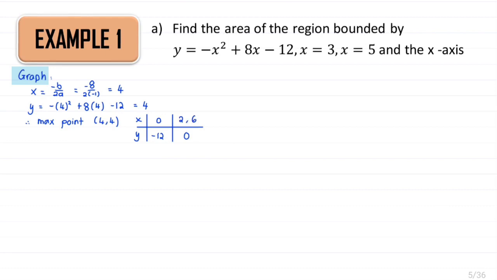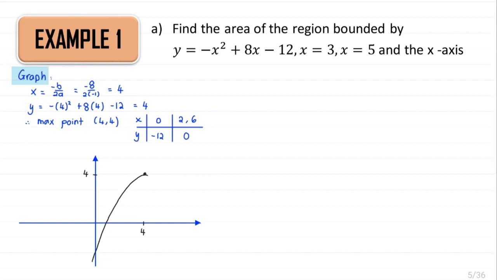Now we sketch the graph. We put the maximum point (4, 4). This one is the maximum point. When x equals 0, y equals negative 12, so the curve comes from here. This one is negative 12. And the intercepts are 2 and 6. Okay, finished sketching the quadratic graph.